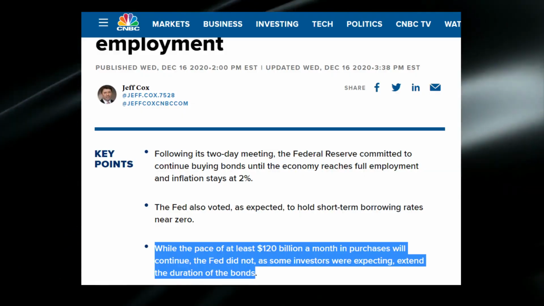Because of this, the Fed started putting money into the market. Now, how did the Fed start putting money into the market? They started a bond buying program. $125 billion of bond buying was done per month.